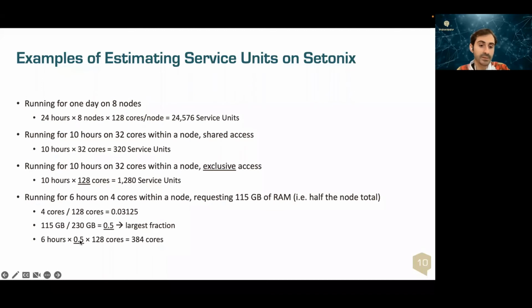That's the one we're going to use to compute the service units charged. So it will be 6 hours times 0.5, which is the fraction over the total, times 128. That gives the total service units being charged for this example job. We're going to have these examples in the recording and on the slides as well for reference, if you want to practice a bit.